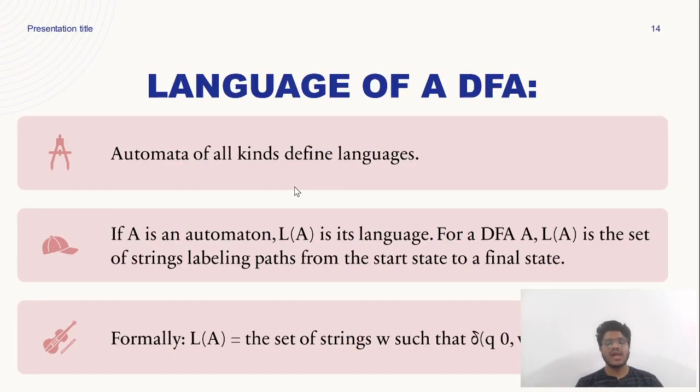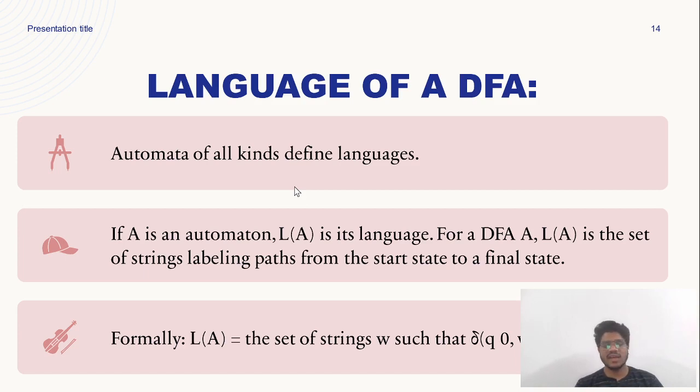Next one, the language of a DFA. Automata of all kinds define languages. If A is an automaton, L(A) is its language. For a DFA A, L(A) is the set of strings labeling paths from the start state to a final state. Formally, L(A) is equal to the set of strings w such that delta hat(q0, w) is in F.